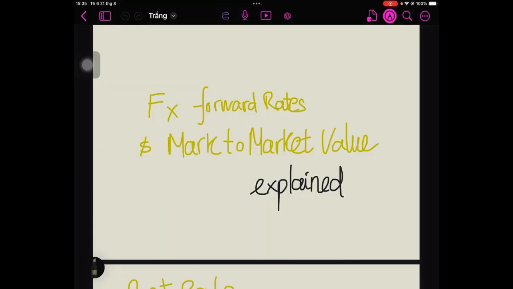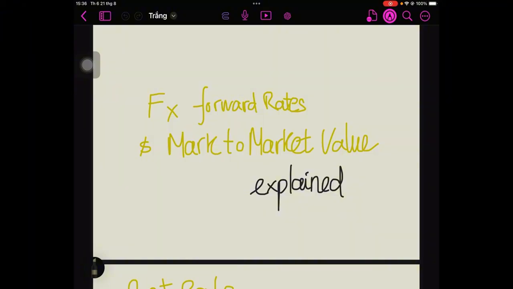Imagine six months ago, you entered into a currency forward contract. At the time, the contract had zero value. You didn't buy anything upfront. That sounds simple, but now six months later, market conditions have changed. Interest rates have moved. The spot exchange rate has moved, and the forward rates available in the market are very different from the rate in your original contract. So here's the question: if you want to close the contract today, how much would it be worth?